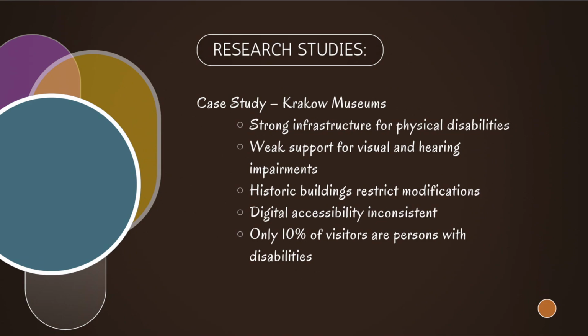Structural limitations, especially in historic buildings, pose significant challenges to accessibility, particularly for wheelchair users, as architectural modifications are often costly or restricted by conservation regulations. With regard to digital accessibility, it was found that museum websites generally perform well in terms of compatibility and clarity, but fall short in perceivability and functionality for users with disabilities. Additionally, people with disabilities constitute only about 10% of museum visitors, indicating limited participation despite existing improvements.